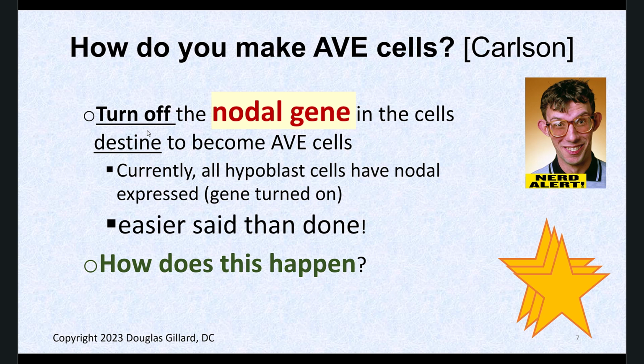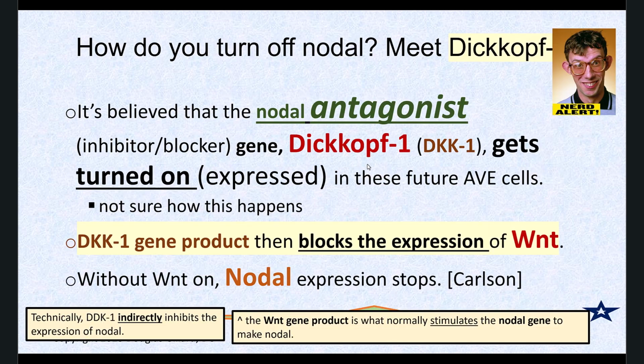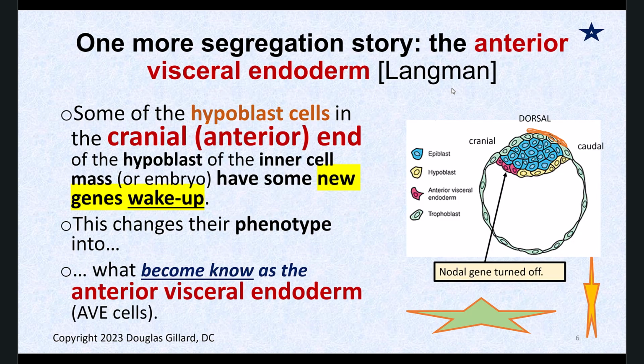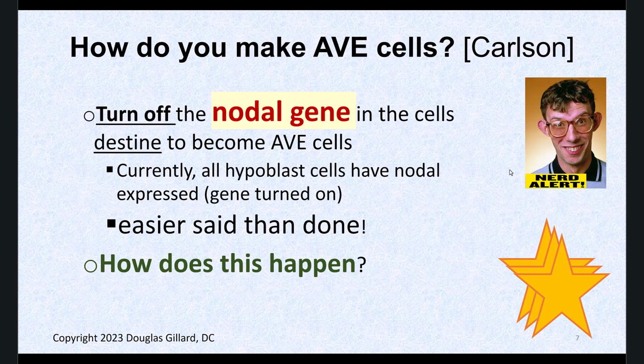Sorry, got a little frog in my throat. So we turn off the nodal gene is how we do that, and it's easier said than done. So how do we actually turn off the nodal gene in these cells? Again, there's a gene that is on in all of these cells, and it's secreting nodal, and we need to turn just these genes off so nodal is not expressed or secreted anymore.